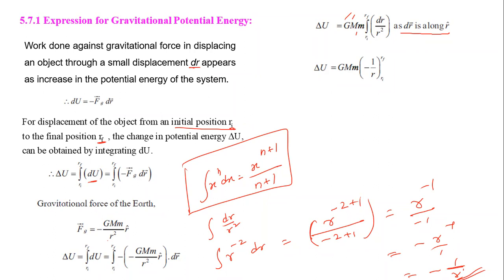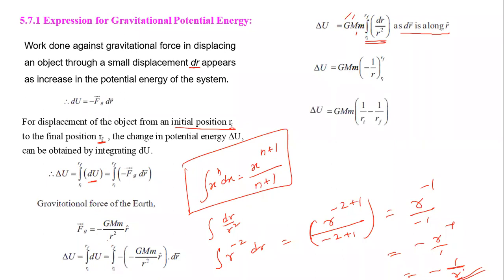You can remember here that the integration of 1 by r square dr is minus 1 by r. In mathematics, when you learn the integration chapter, you will come to know in more detail how we get this integration. But in today's lecture, I'm not explaining any integration. You have to remember some formulas.